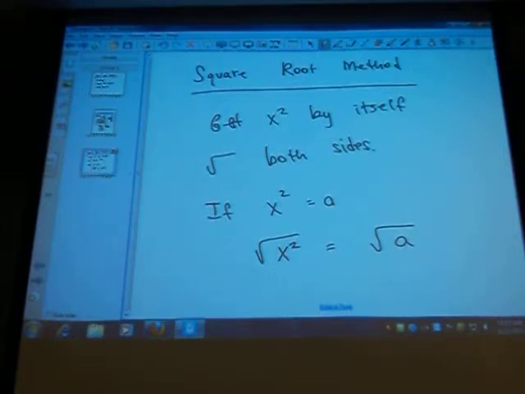Take the square root of a number that wasn't already there. You need for it to have a square root. It could be positive or negative.